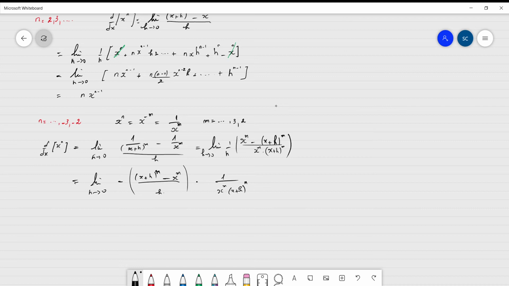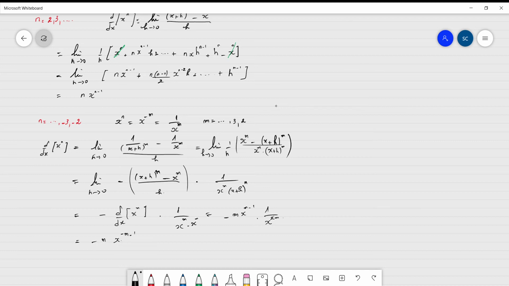For the other term, this function has a limit. As h approaches 0, this quantity approaches x^m, so it is well defined. So finally, it's minus the derivative of x^m times 1 over x^m times x^m, which gives us minus m x^(m−1) over x^(2m). Now if you simplify, you will get minus m x^(−m−1).